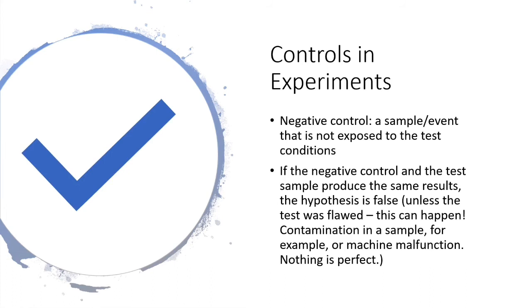or if you see something else, this can also show you that the test was flawed. This can happen. Sometimes there's contamination in the sample, or you could see that the machine has malfunctioned. Nothing is perfect. Things happen in science, and this is important. This is why you have to have controls. Carefully designed controls will tell you when your experiment goes wrong.